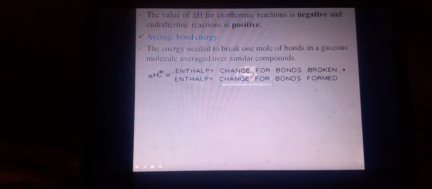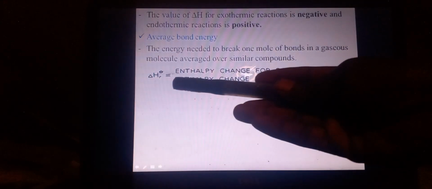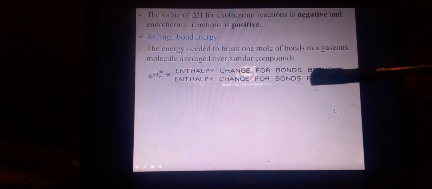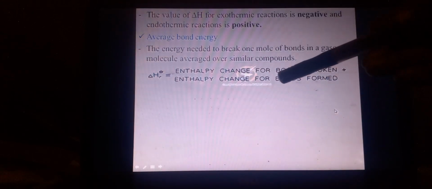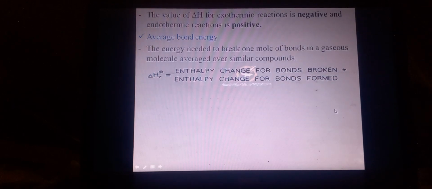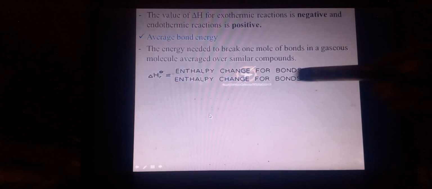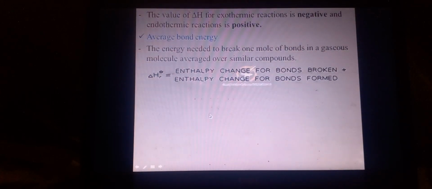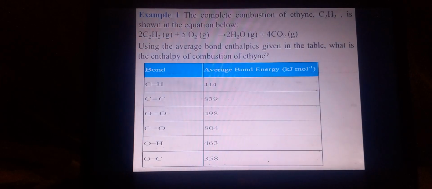So now, average bond energy. The energy needed to break 1 mole of a bond is usually referred to as a bond energy. For us to determine it, delta H or enthalpy change is equal to the enthalpy change for bonds broken plus the enthalpy change for bonds formed, or the amount of energy involved in breaking the bonds plus the amount of energy involved in bond formation. That will give us the enthalpy change or heat of the reaction. Remember, bond breaking is normally given a positive value, while bond formation is normally given a negative value. So we want now to look at example 1.